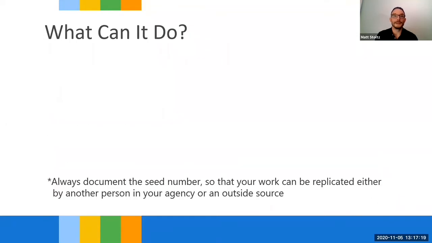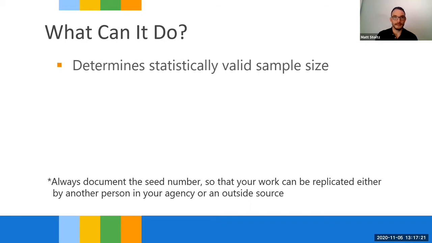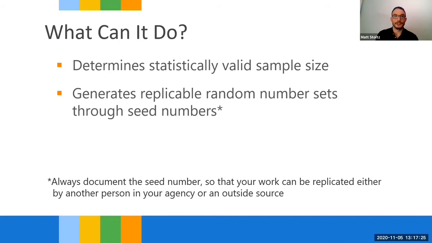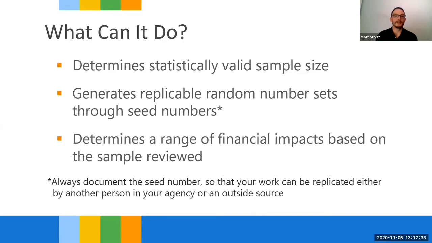What can it do? What can RatStats do? Determine statistically valid sample size, generate replicable random number sets through seed numbers, which is important, and determine a range of financial impacts based on the sample reviewed. That gets into more of the extrapolation piece.